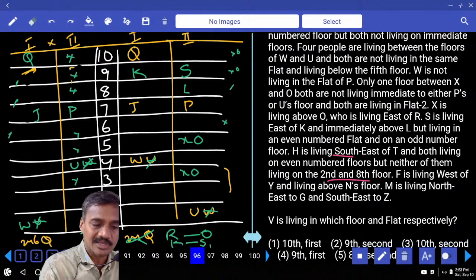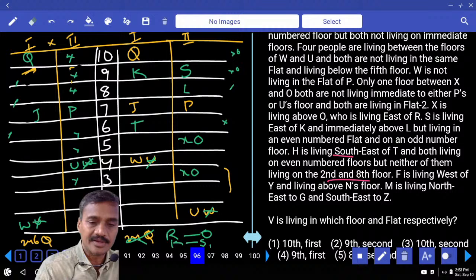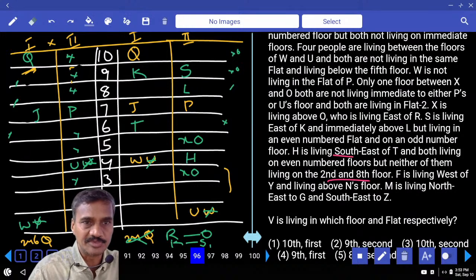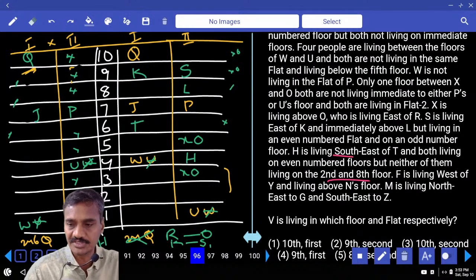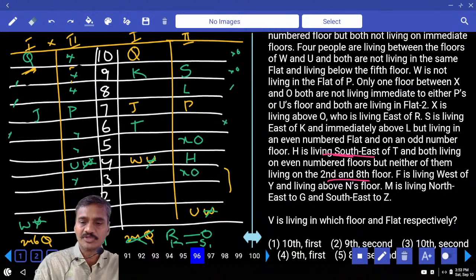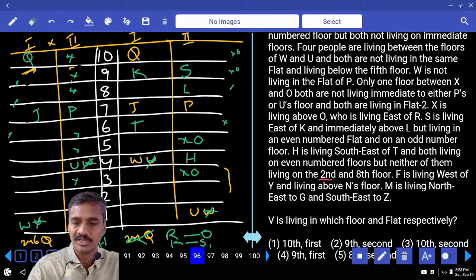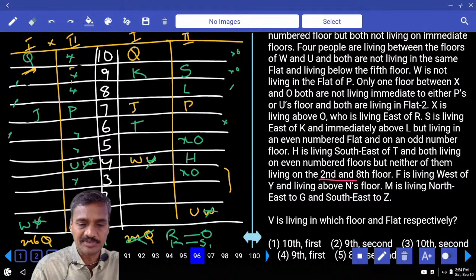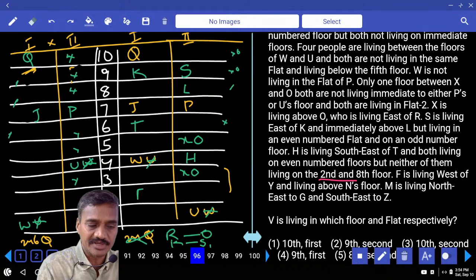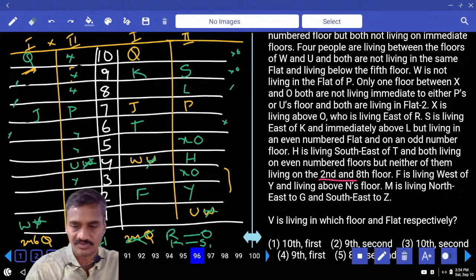Now how should it be? T is here and H is southeast, and H is living southeast of T, and both are living on even numbered floors, but none of these two persons are on the 2nd and 8th floor. Then F is west of Y. F and Y are adjacent to each other. My K and S are done. R and O, F and Y are adjacent. F is west of Y.